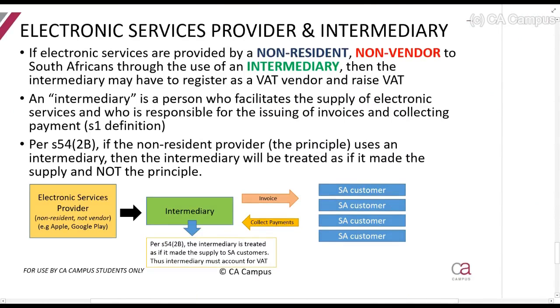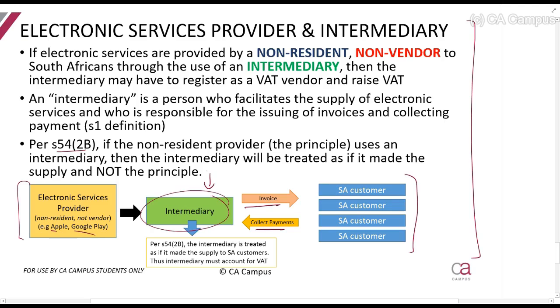Right, now guys, I've already spoken about this. This is the electronic services and intermediary. Please note, section 54(2)(b) says that if there's an electronic service provider like Apple or Google Play selling things to South African customers, but they're using an intermediary, and the intermediary invoices and collects money from the South African customers, this intermediary will be treated as if they are doing these sales. Right, so they'll have to account for output tax, and they can claim input tax as normal.